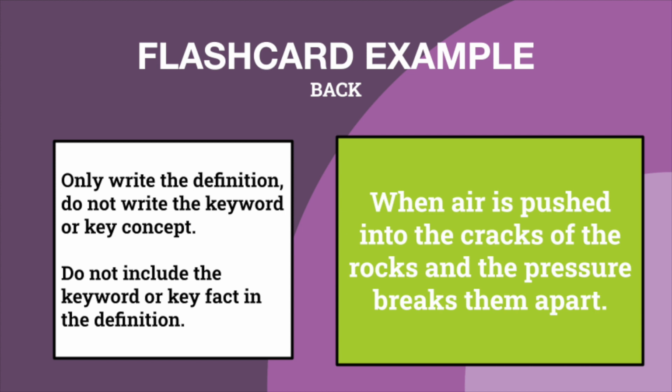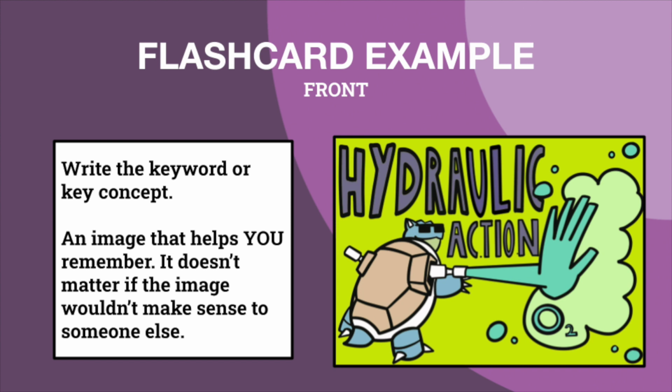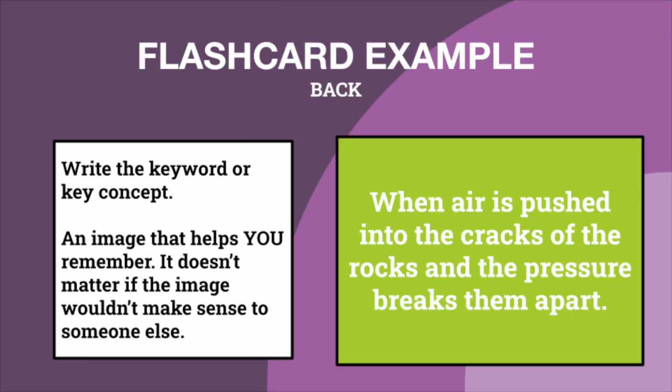On one side, you're going to write the definition down. That is it. Do not write down what the word or concept is, and do not include the keyword in your definition. For instance, for the keyword hydraulic action, I have drawn Blastoise shooting water from her jet cannons, which in turn is pushing air. I then turn the card over and I see that the definition of hydraulic action is water pushing air into cracks, causing the rocks to erode.